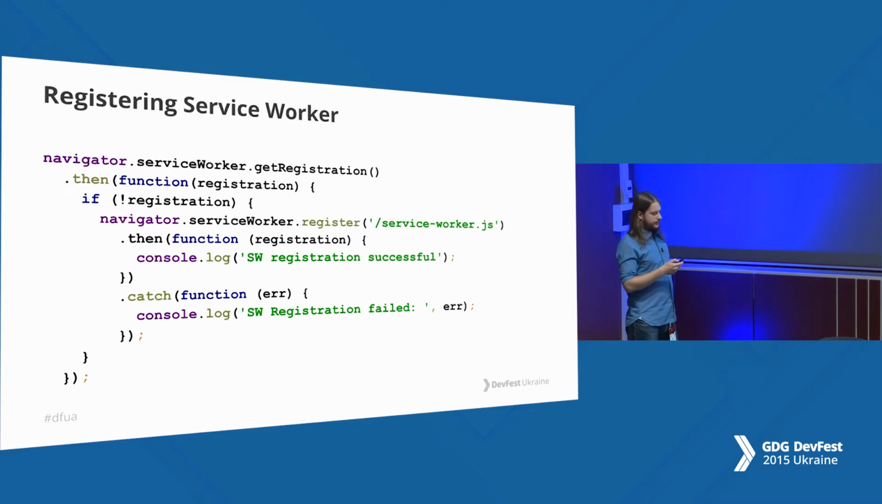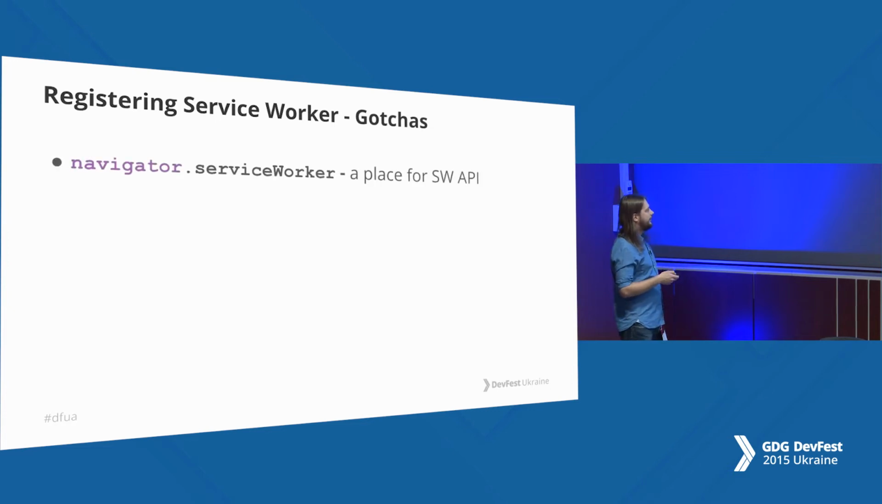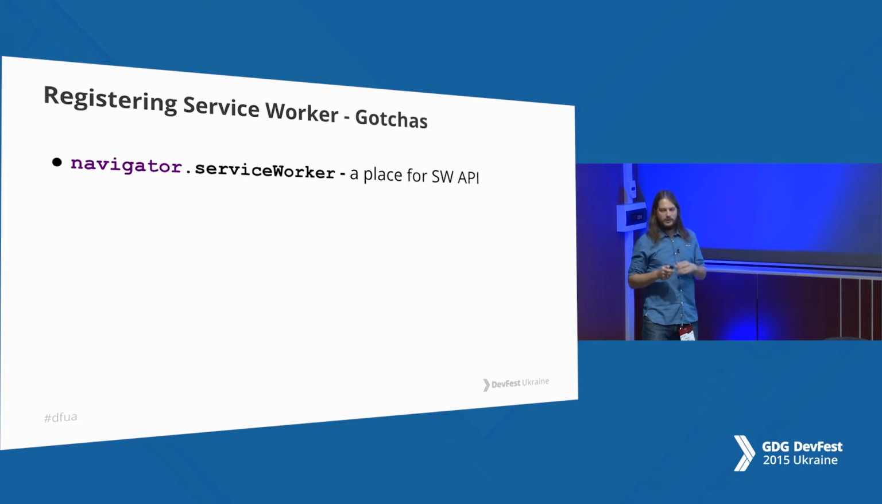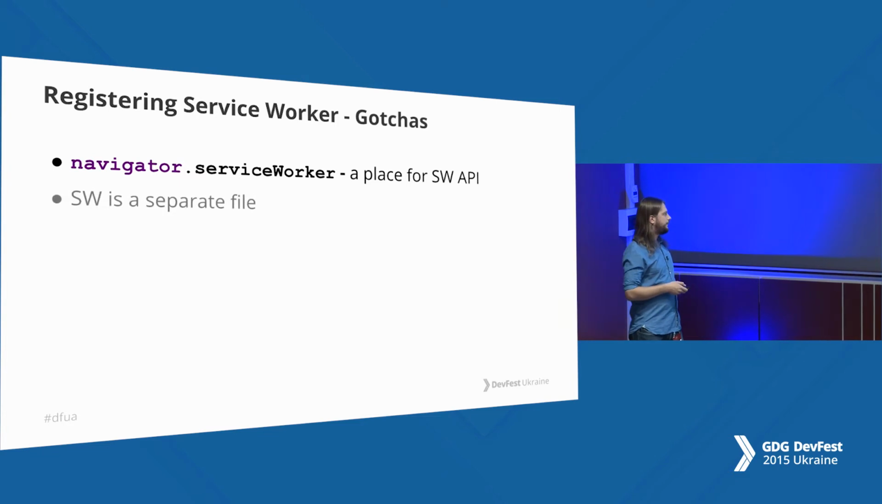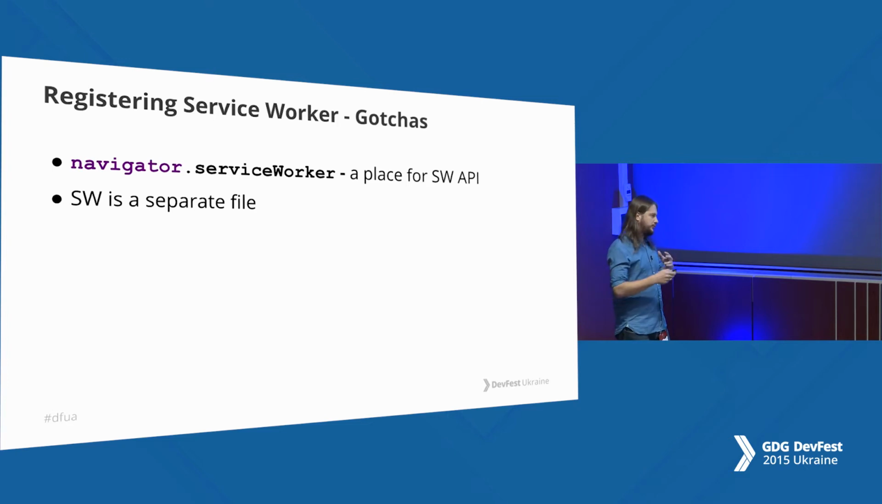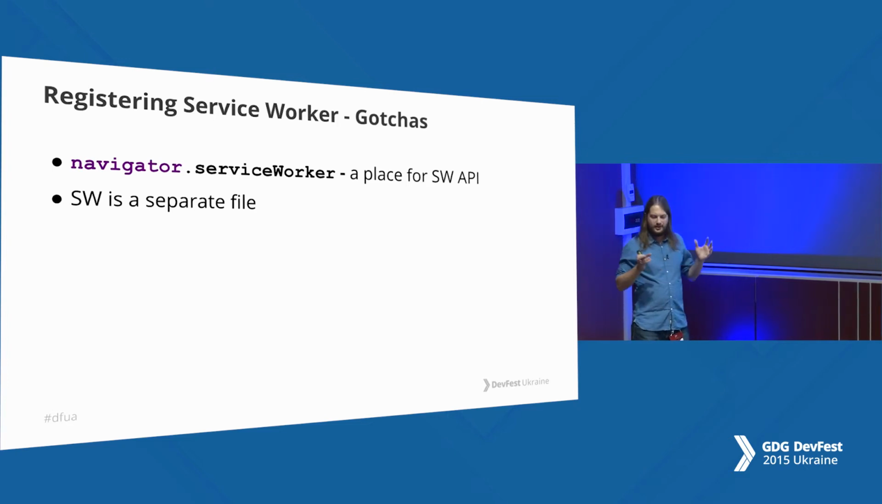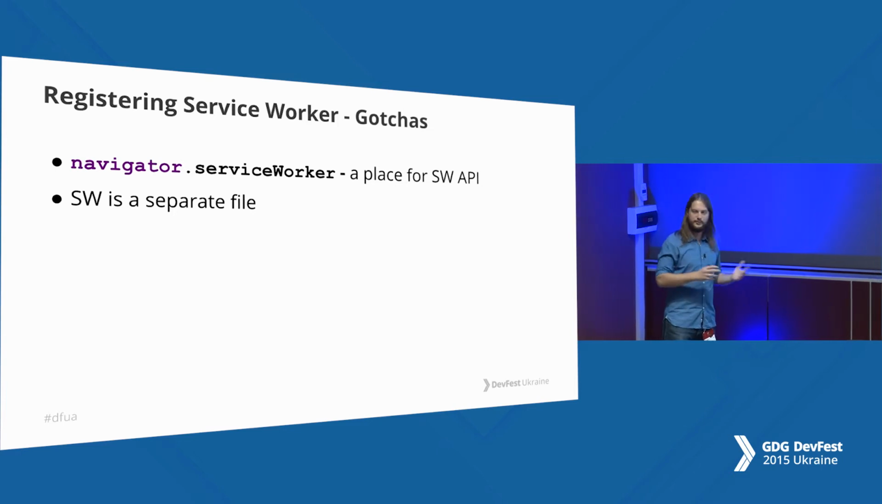So, what gotchas, what main keys can we talk about here? Navigator.serviceWorker is the place for the Service Worker API. This is a completely new API, and everything you need to do with a service worker on the client, you will be able to do through this API. And as you already saw, a service worker is a separate file. You can't bundle it with other files. It always needs to be a separate one. Well, you can bundle a few files into the service worker file, but you can't bundle the service worker file with normal app files.